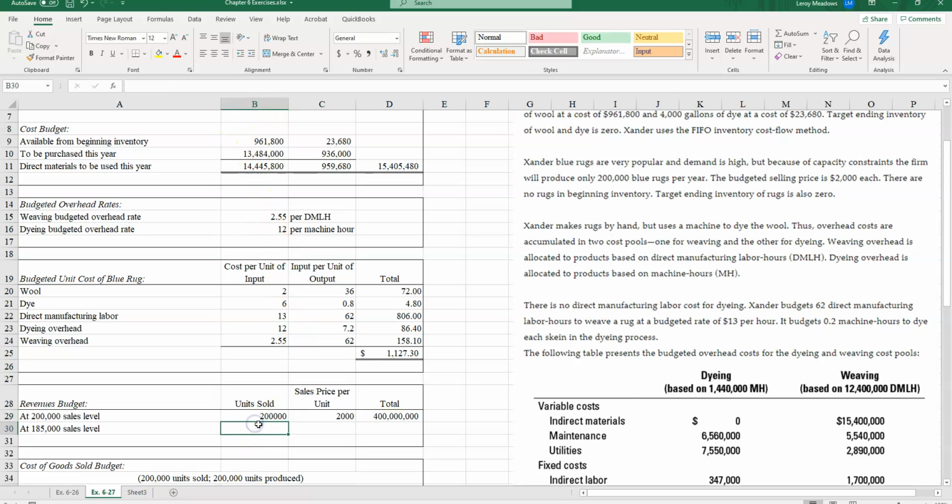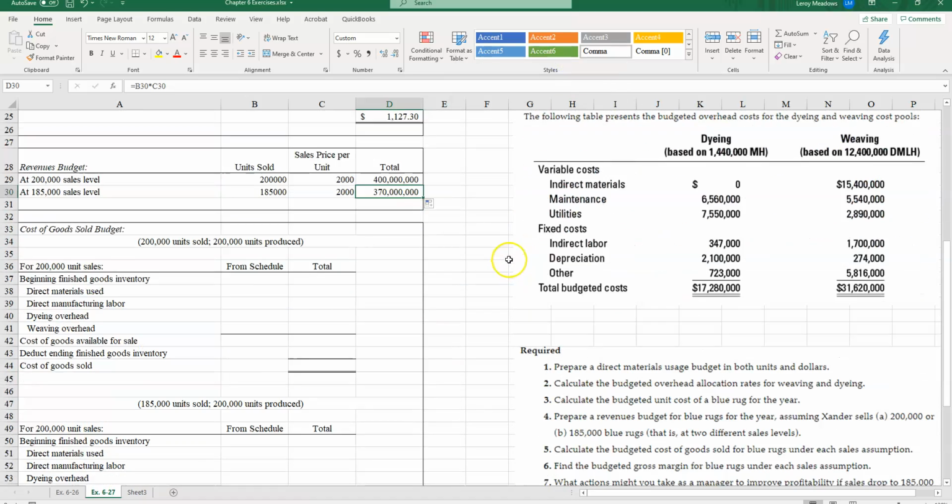But what if I only sell, like the problem says, 185,000 of those? Well, if I only sell 185,000 at a cost of $2,000 each, then what are going to be my total revenues? Well, my total revenues in that case will be 370 million. So in other words, the problem is asking me, what are my revenues at two different sales levels? Why do we need to know that? Well, probably the management wants to know what happens if we sell all of our rugs, but what happens if we don't? So now we have the budget revenues at two different levels here.